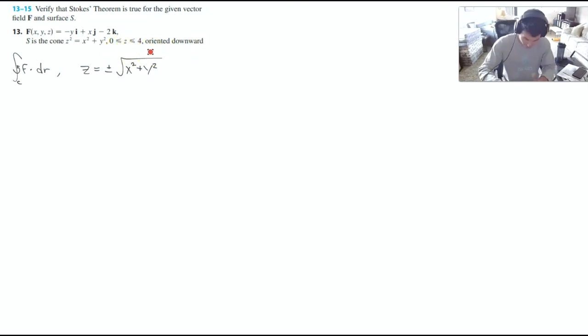So if we drew the cone, x, y, and z, right? The cone goes from 0 to 4, meaning it's upwards. Right, this is our cone. But our orientation is downwards. Okay. So that's all nice, right? And then we could just think about the curve, right? We're integrating along this curve at the top.